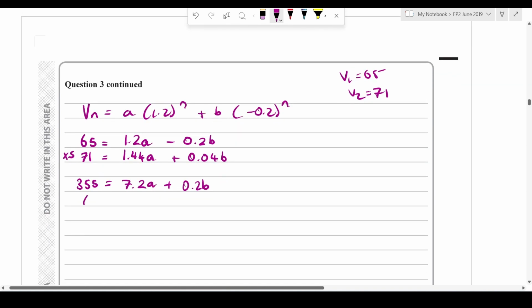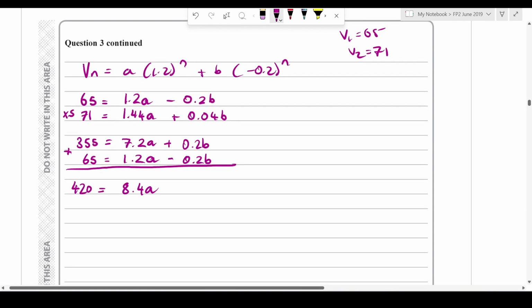And then we've still got our one here, 65 is 1.2a minus 0.2b. Well, if I add them, then they're going to cancel. If I subtract them, they wouldn't, so I need to add both these equations together. So I've got 5, that'll give me 360, so that's 420. That's going to be 8.4a, and that's going to disappear. That's going to be 0.